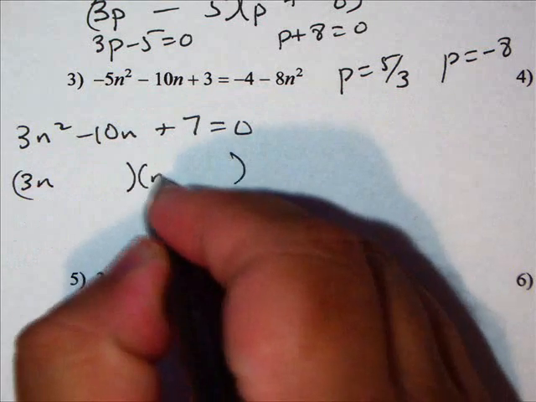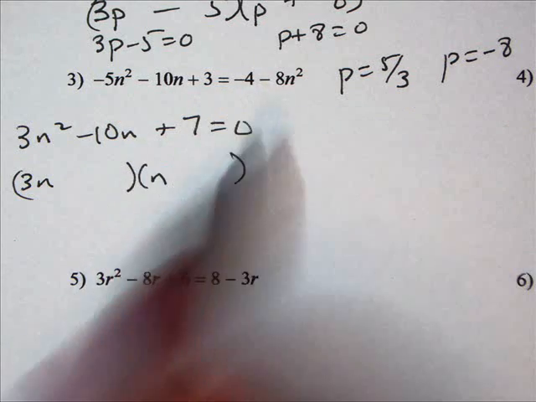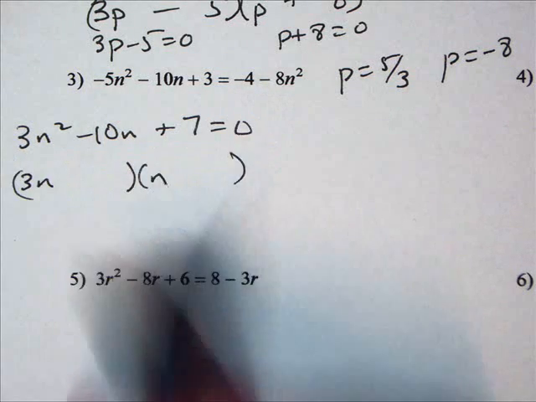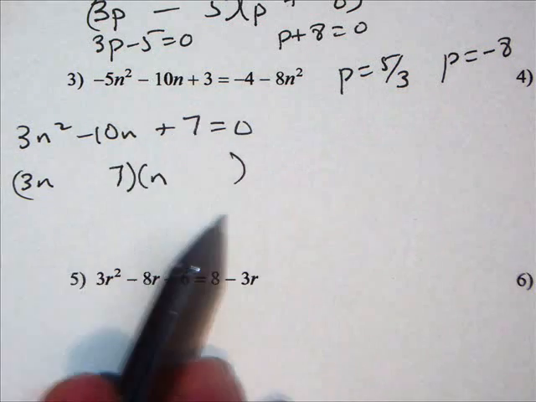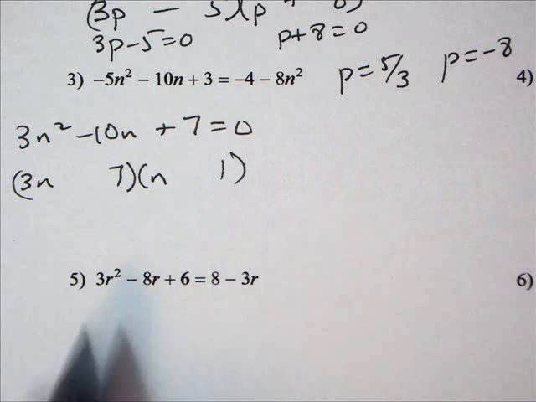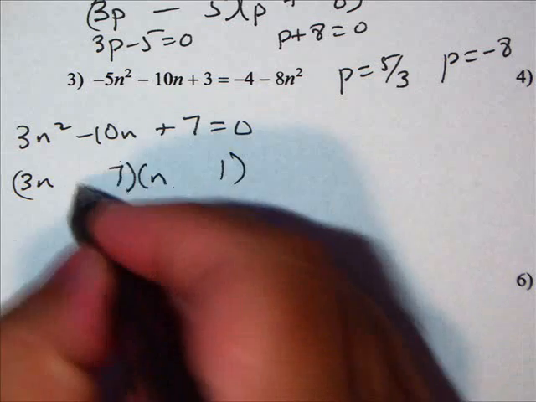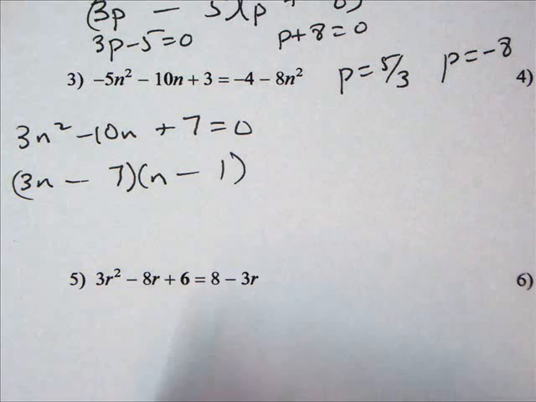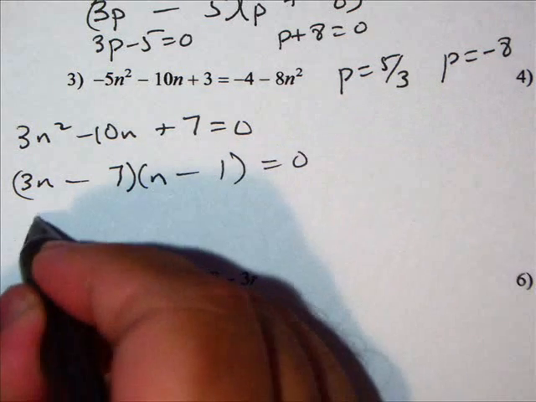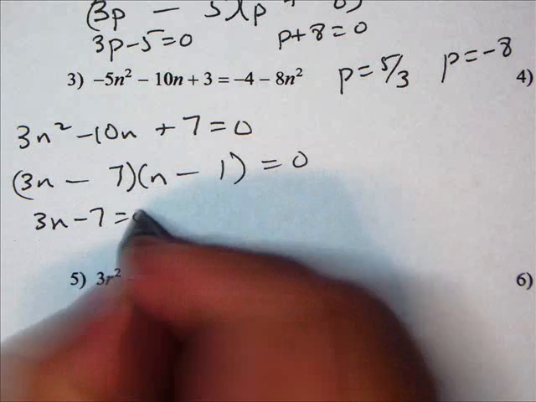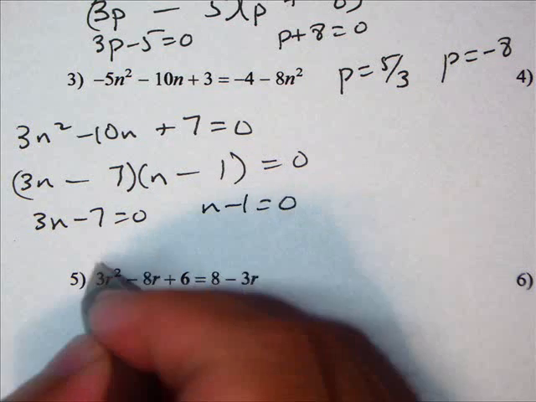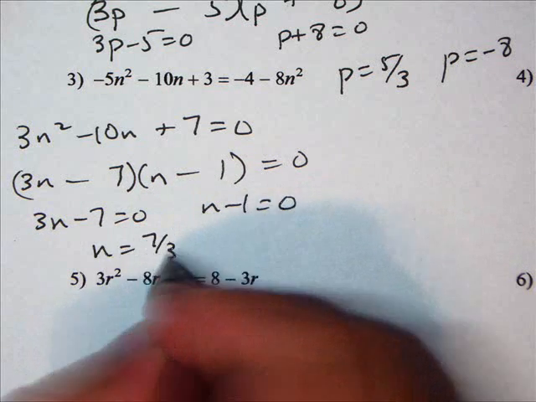3n and n. I'm not going to multiply. 7 plus 3 is 10, so that means don't multiply. So we've got 7n plus 3n makes 10n. We want them to be negative. It's equal to 0, so you can set each factor equal to 0. You get n equals 7/3, n equals 1.